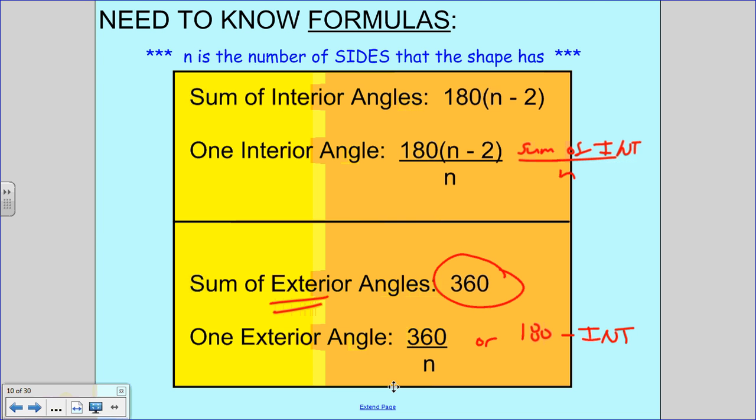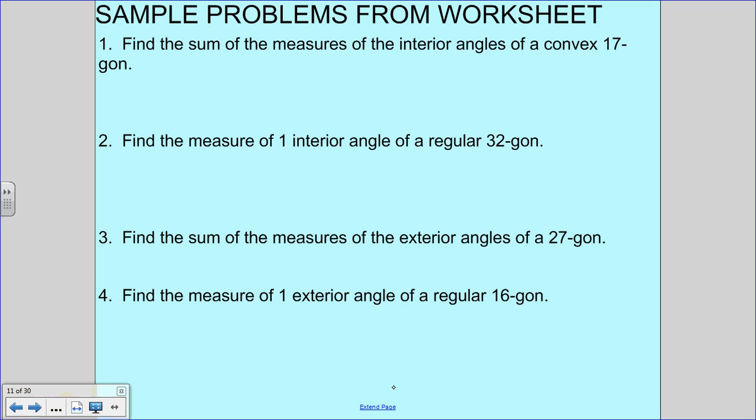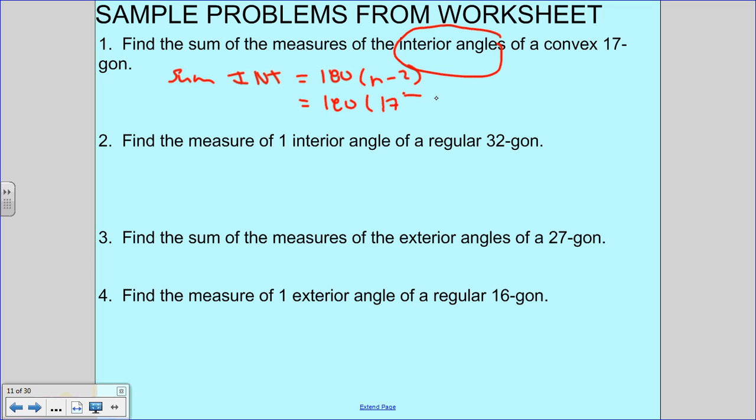Let's do some sample problems. Number 1 wants us to find the sum of the interior angles of a convex 17-gon. So again, the sum of interior formula was 180 times n minus 2. So that means 180 times n, which is 17, because it's a 17-gon, minus 2. So that's 180 times 15. And now we grab our calculator.